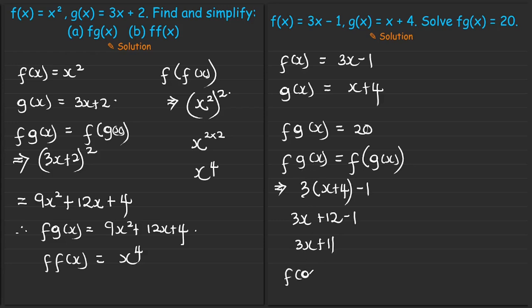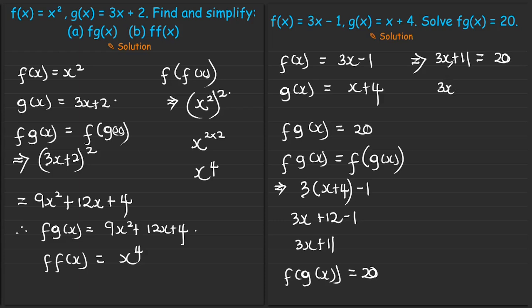f of g of x is equal to 20. That is from what we've been given in here. Now this is to imply that this which we have solved as the general expression for f of g of x, that is 3x plus 11, is then equal to 20. So all we need to do is to make x the subject.